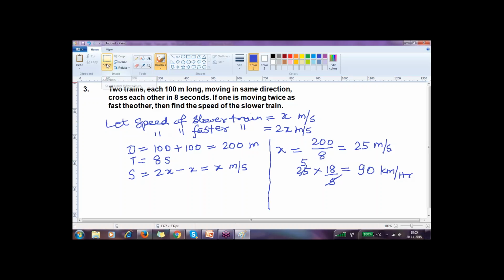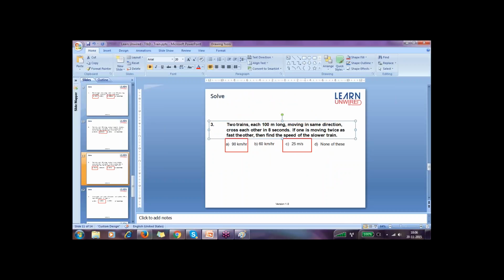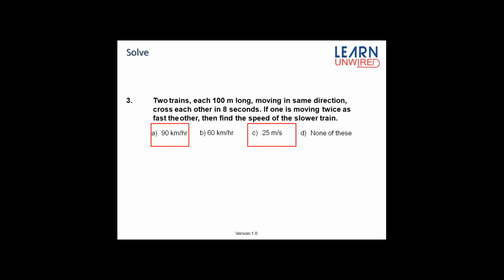Okay, Ashwini? Yeah? Okay, fine. Good. So we remove this, rub it off. Let's take the other problem. So here you see the answer is 90 kilometers per hour and 25 meters per second. Both are same. If you convert 25 meters per second, you get 90 kilometers per hour.